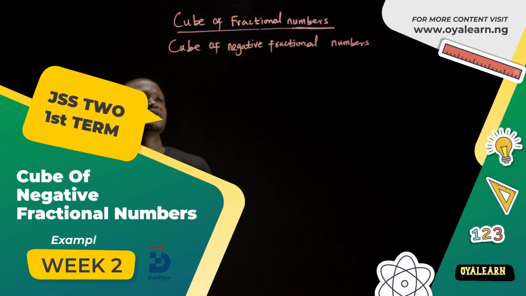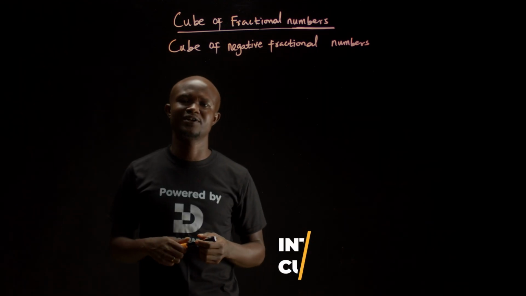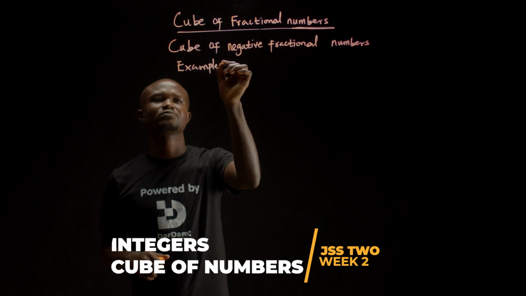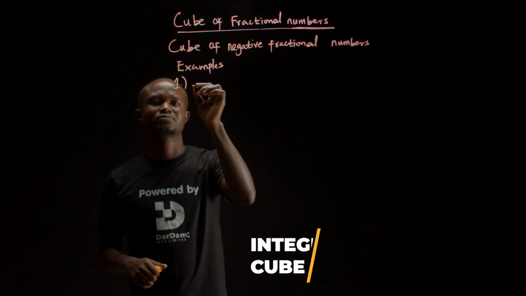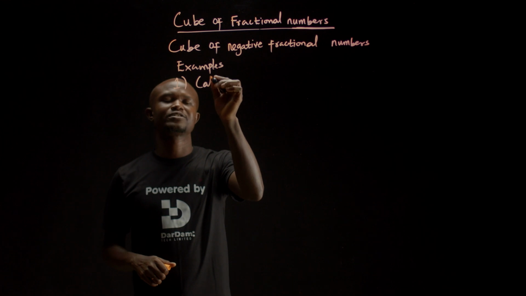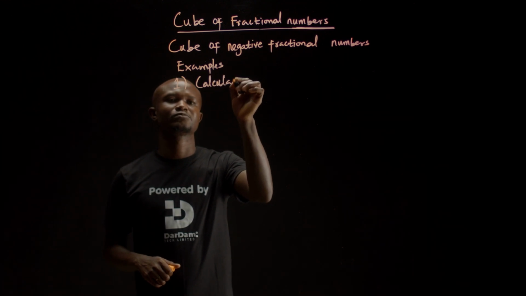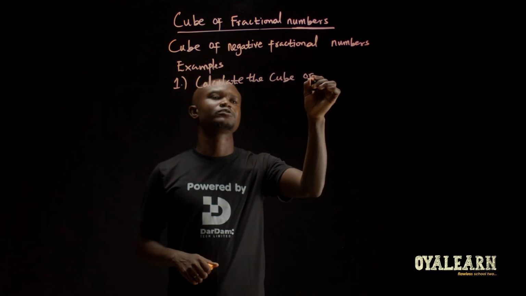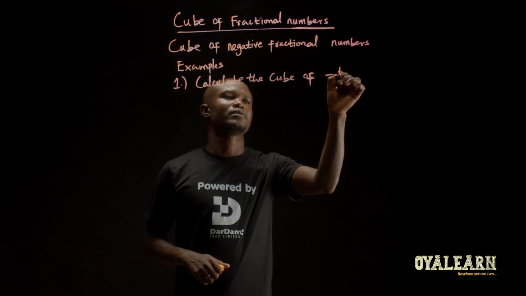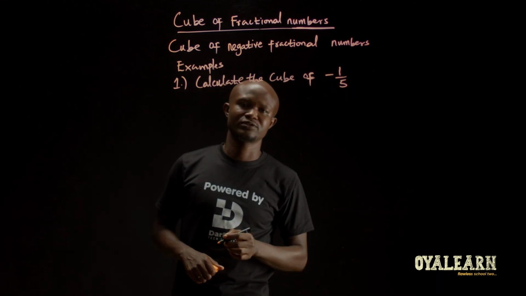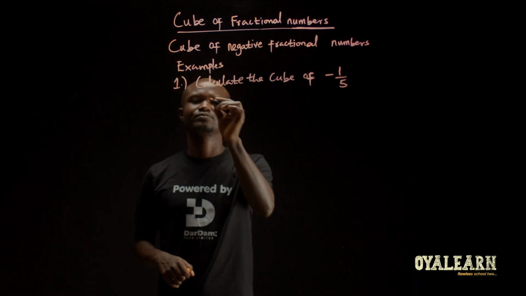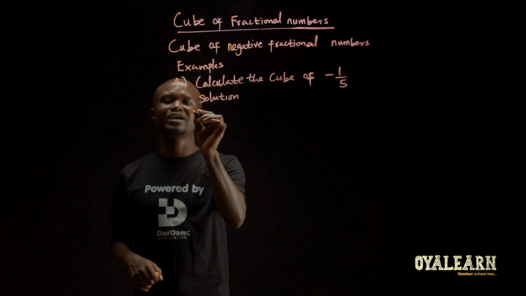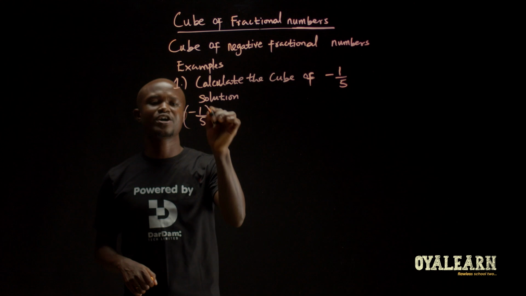Cube of negative fractional numbers. Examples. Calculate the cube of -1/5. Solution. That is, we have -1/5 raised to the power of 3.